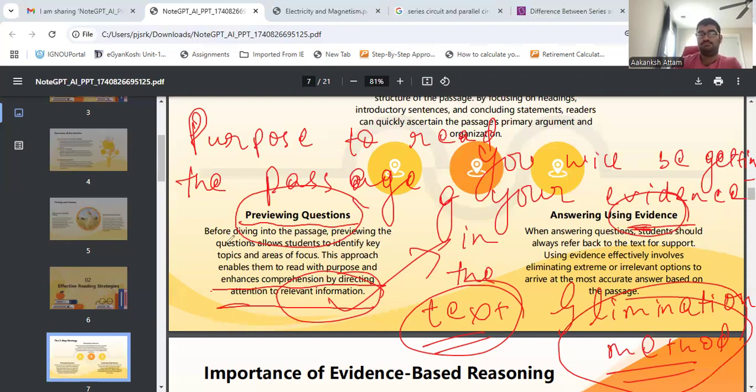So did you understand the three steps? First is to skim through the structure. Then you need to preview questions. And then you need to refer back to the text to get the most appropriate answer for a particular question. That's how you can eliminate extreme or irrelevant options.